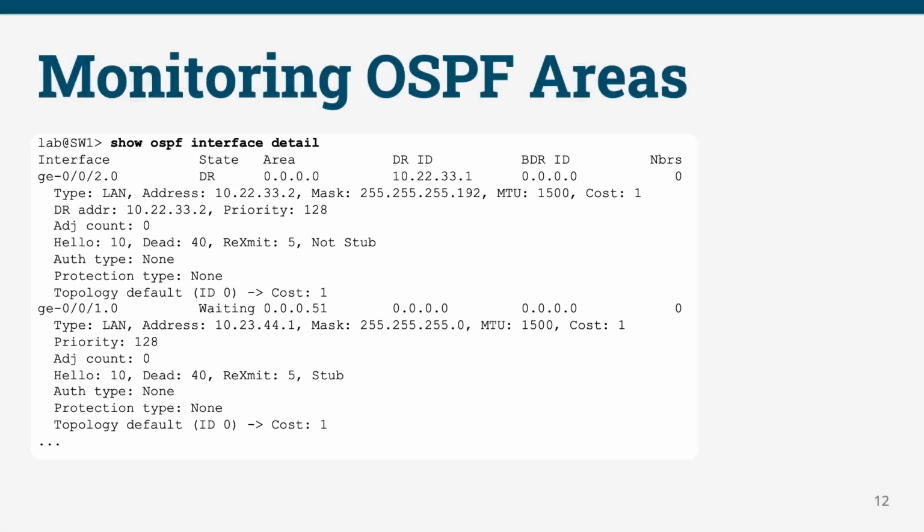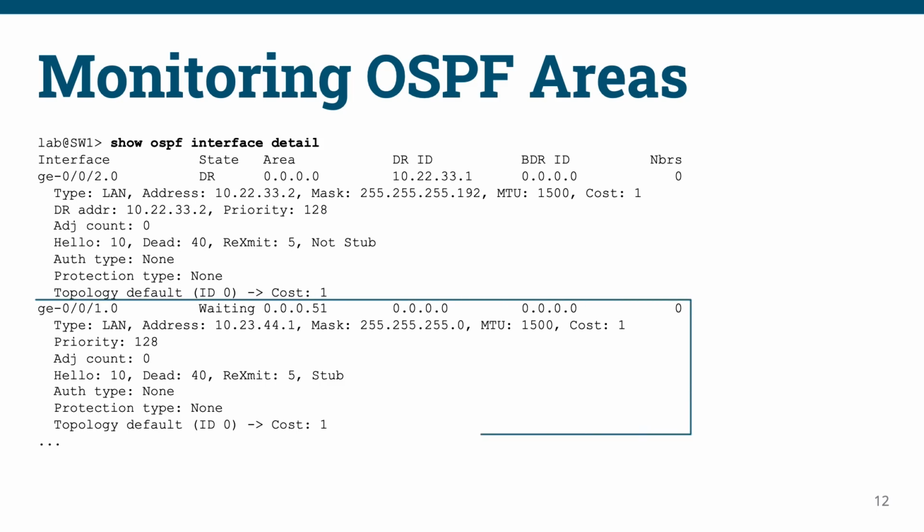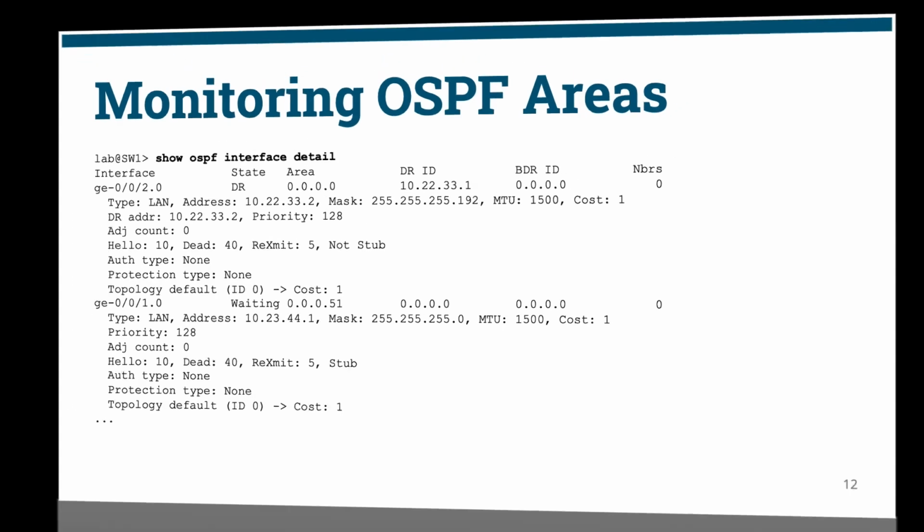not come up. In this case, we see that the GE002.0 interface is the DR for its broadcast domain and is a member of Area 0. Area 0 is not a stub area. The interface below, GE001.0, is a member of Area 51, and Area 51 is configured as a stub area. Let's take a look at the other 2 configured interfaces on this router.